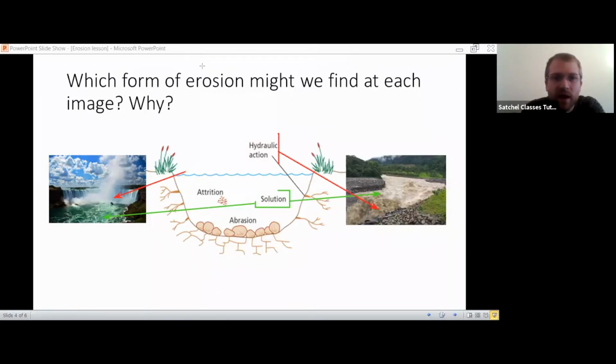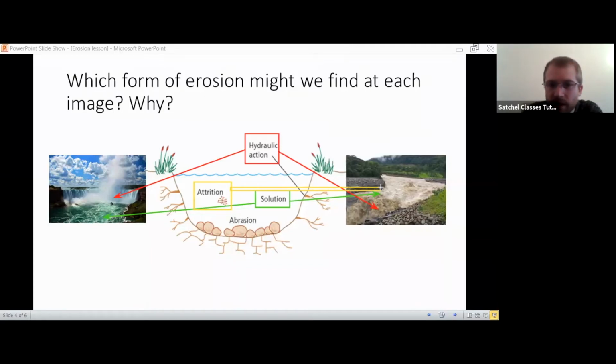If we look at our next one, let's look at attrition. Same again, I'll change that into a box. So attrition is sediment that's being carried. So this one, well, can we see any sediment being carried in here? Well, not easily, not visually. There probably is, but we can't visually see it.